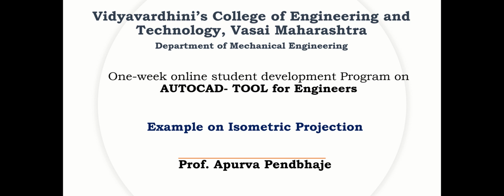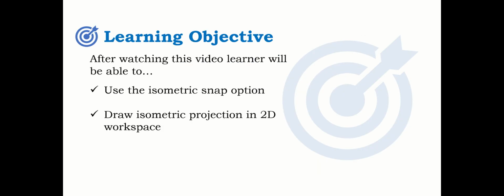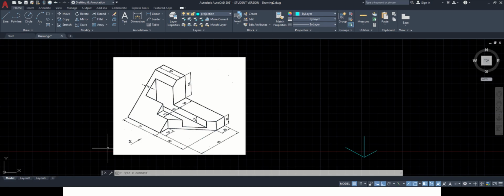In this video session, we are going to see an example on isometric projection. By the end of this lecture, you will be able to make use of the isometric snap option and draw an isometric projection in the 2D workspace. Let us switch to the AutoCAD window. This is the object for reference. The same object we are going to create now.